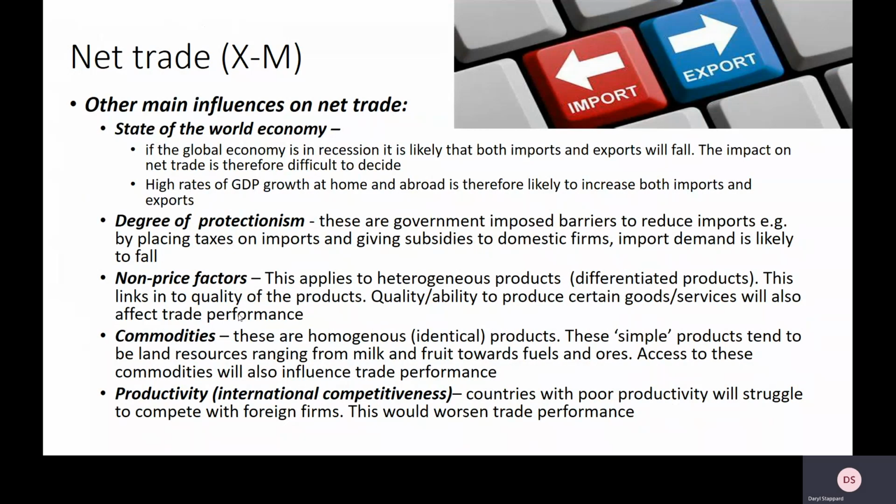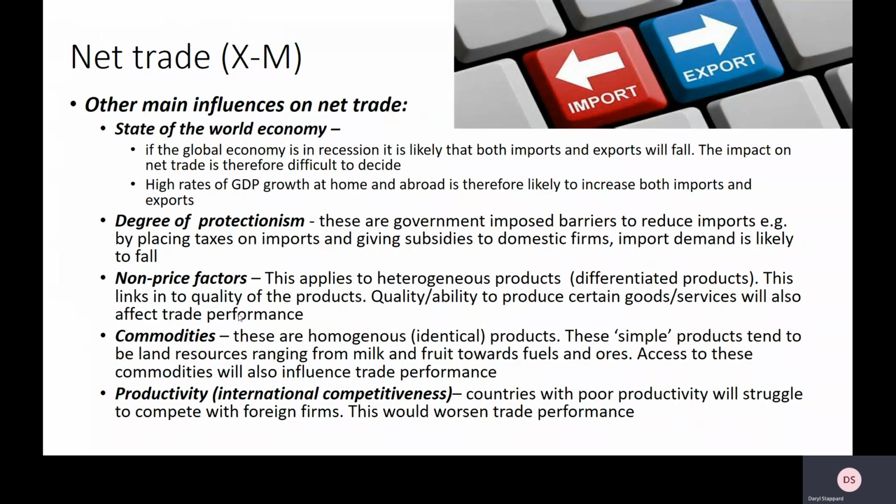Now, another factor could be non-price factors. And what I'm generally focusing on here is quality. If the quality of UK output was to increase, then it would raise the demand for our goods across the world. People want good quality. If we can produce better products than anyone else, then ultimately more people will buy UK exports.